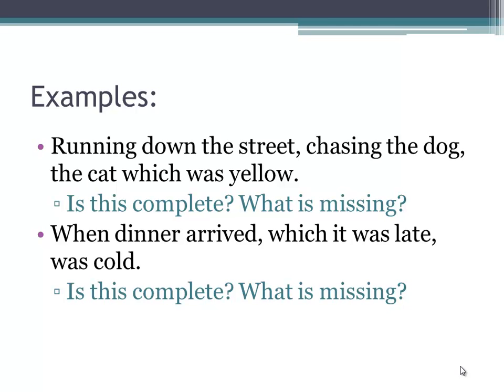I need to, in a sense, make this correct by changing up everything. So if I were to change this full and complete sentence around, how could I have it stated? Yes? The yellow cat was chasing the dog down the street. All right, the yellow cat was chasing the dog down the street. Great. Full and complete sentence, I'm done. So that's one way you could definitely change it.